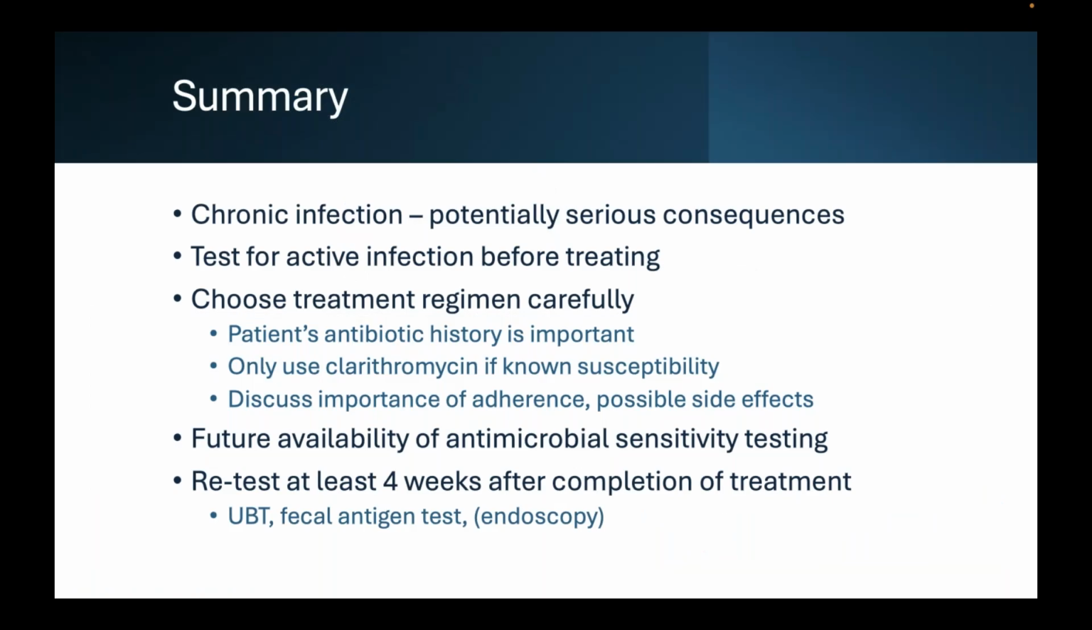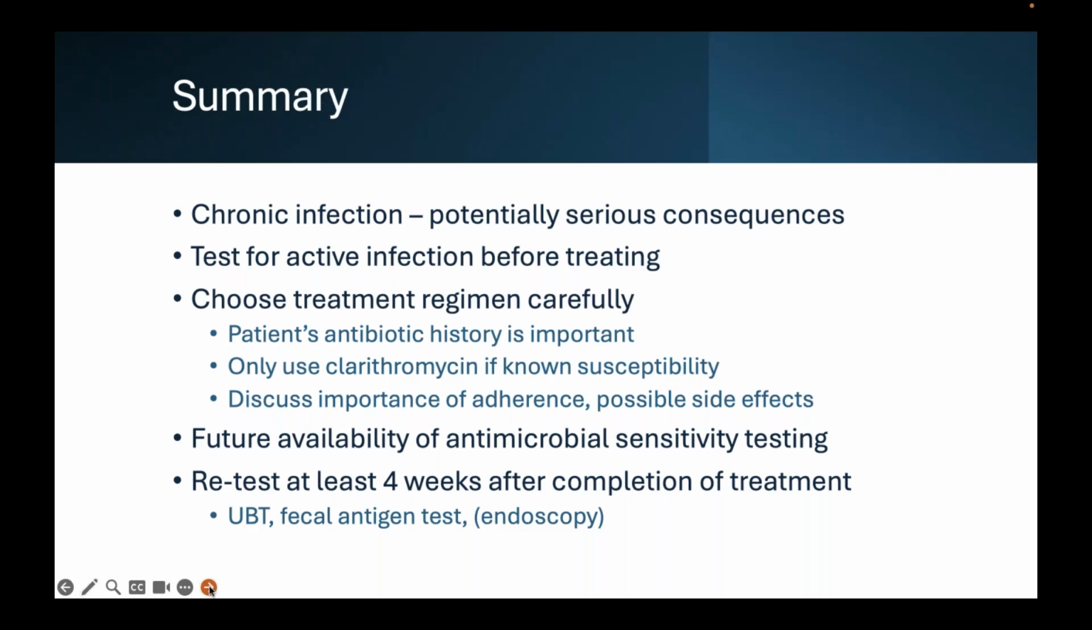So in summary, H. pylori causes chronic infection. It's often asymptomatic, but as Steve showed you, it can have some serious consequences long-term, including peptic ulcer and gastric cancer. We should have a positive test for active infection before we decide on treating H. pylori infection, and that would mean a urea breath test, a fecal antigen test, or a biopsy-based test.